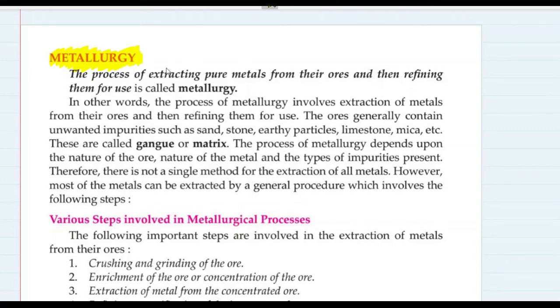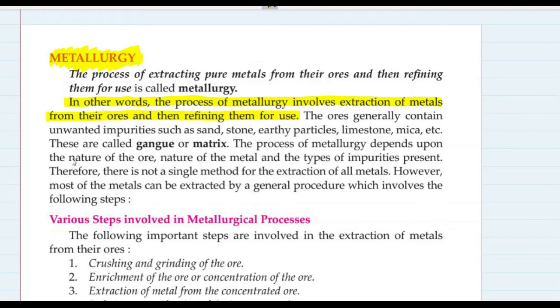Because after you extract the metals, it is like 99% pure. But if you want like 99.99% pure metal, then you need to refine also. So this whole process of extracting in pure form and then refining is known as metallurgy. In other words, the process of metallurgy involves extraction of metals from their ores and then refining them for use.